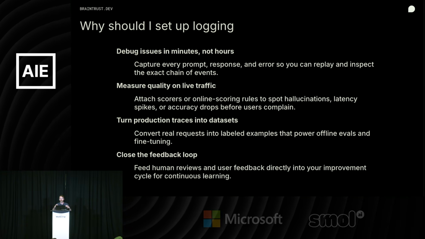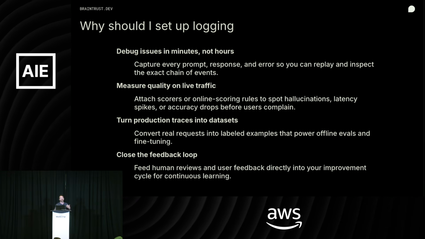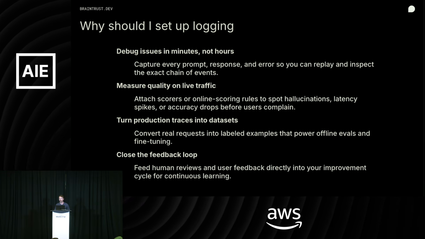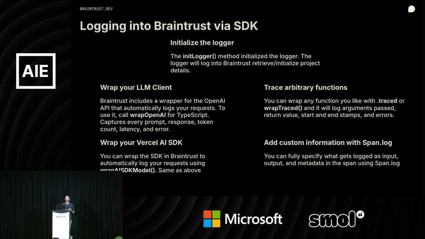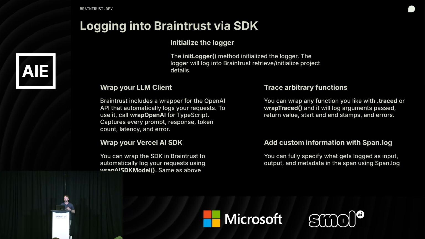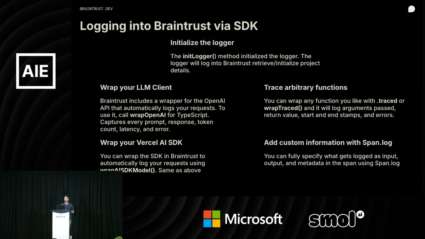So I think the feedback loop or the flywheel effect that this creates is one of the really fundamental value props of the platform. So how do we do this? There's a couple different ways. Right? We're first going to initialize a logger. This is just going to authenticate us into Braintrust and point us to a project.